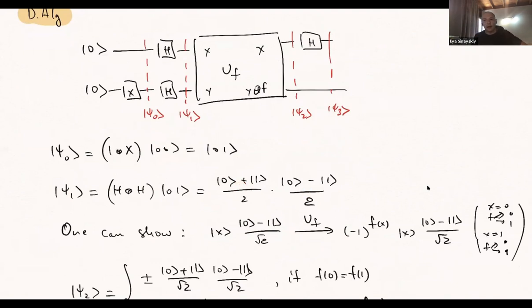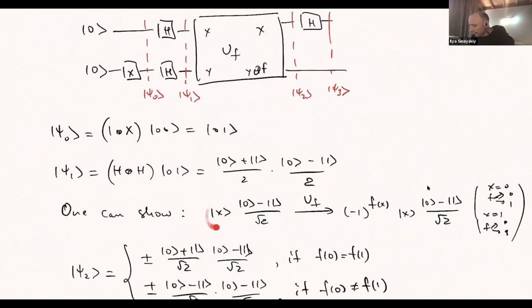Okay, so now there will be a little trick which you might try to do, but you can just do it brute forcefully. So if we have any x, which means that it could be 0 or 1, yes? So any of these states, when getting into this U, what it will give you out is -1 to the power f of x on the same state. So how can you understand it and where is it coming from? It's coming just from checking the input.